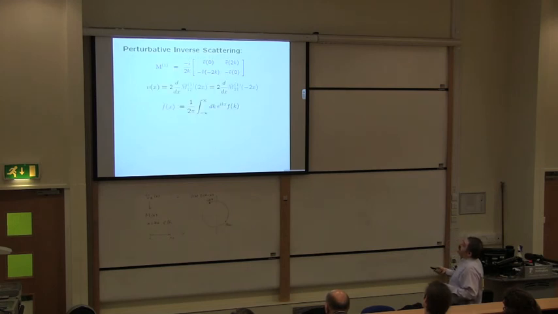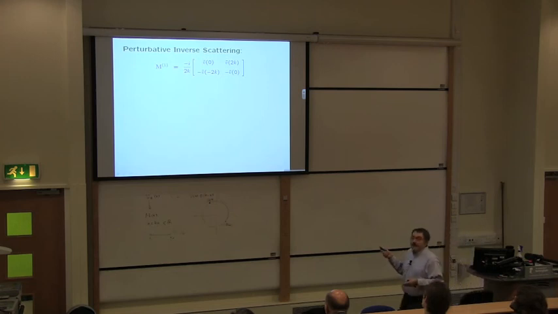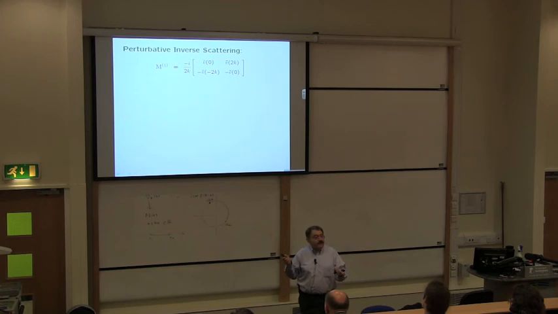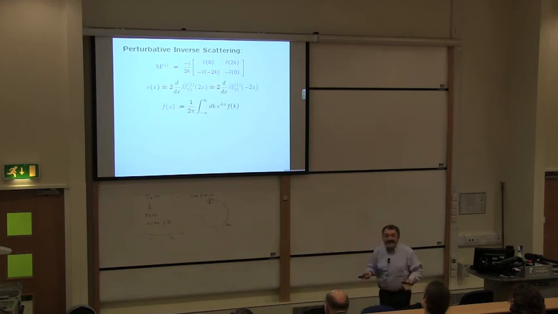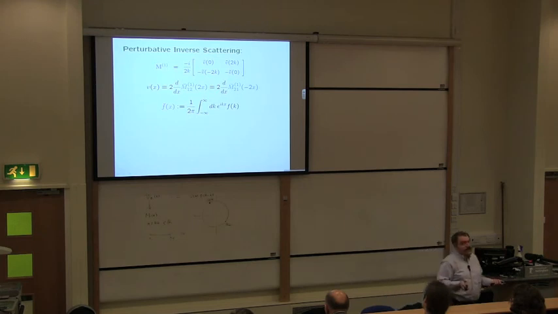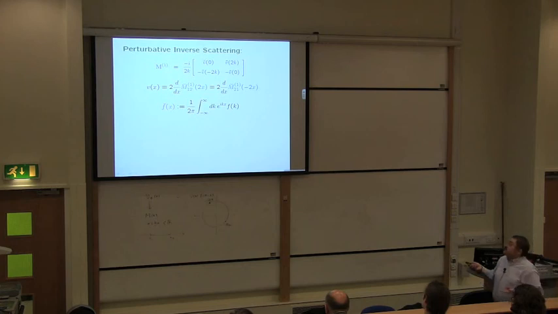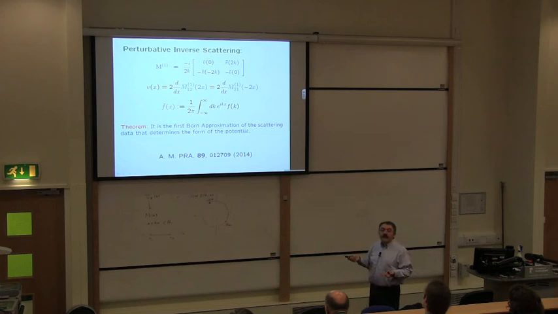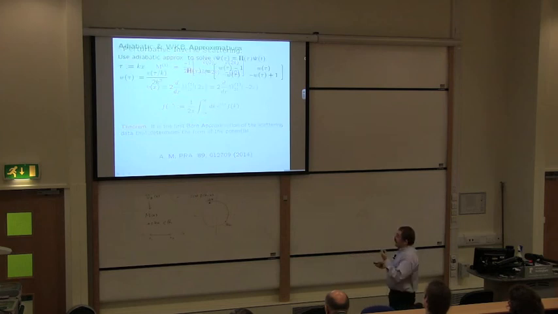Perturbative inverse scattering. You see, the first order correction to the transfer matrix involves the Fourier transform of the potential. So if you give me first Born approximation scattering data, by taking inverse Fourier transform, I can get the potential. It's amazing. The first Born approximation determines the potential uniquely. This was known in the literature on inverse scattering, but here is just a one-line derivation.